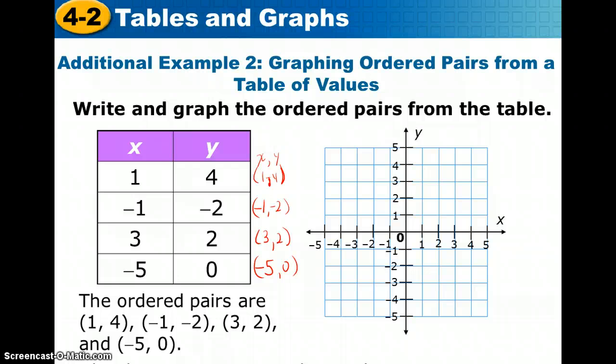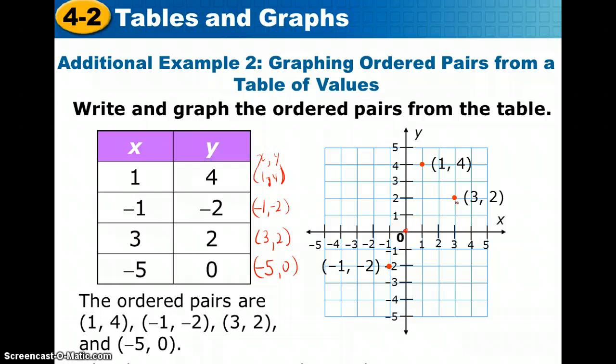Now let's try to plot them. If you go over 1, up 4, you will be at that dot, and we labeled it (1, 4) in parentheses. The second one, starting at 0 always, going -1 into -2 territory, you will be at (-1, -2). Our third one is (3, 2). Again, starting at origin, we go across 3, up 2 because it's a positive 2.